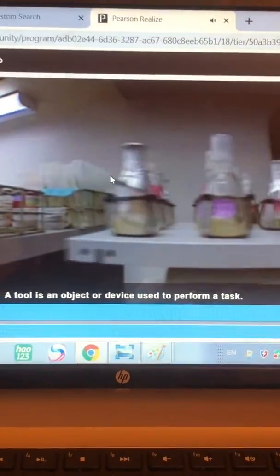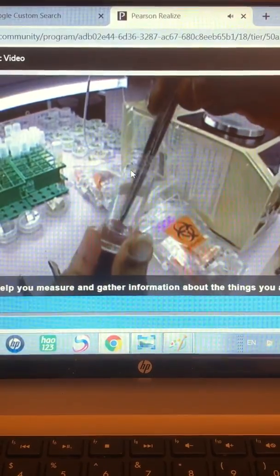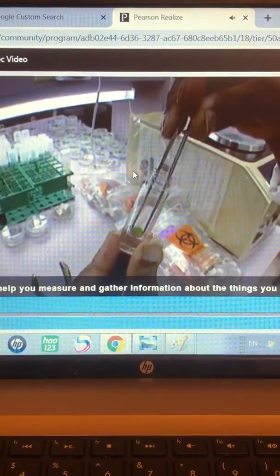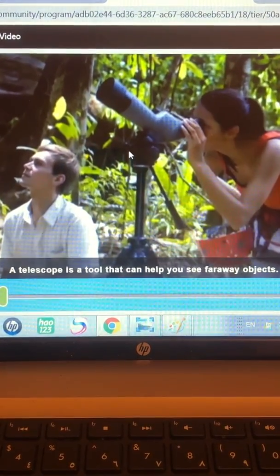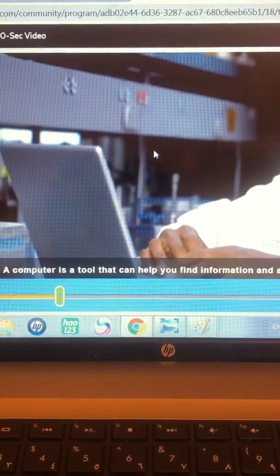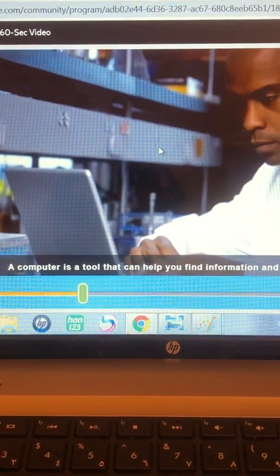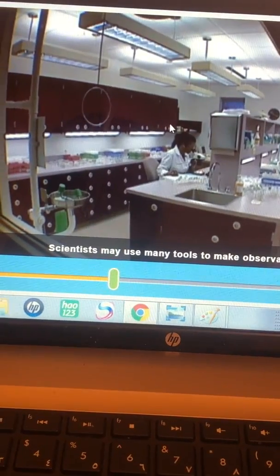Scientists use many kinds of tools. A tool is an object or device used to perform a task. Tools can help you measure and gather information about the things you are observing. A telescope is a tool that can help you see faraway objects. A computer is a tool that can help you find information and analyze data. Scientists may use many tools to make observations.